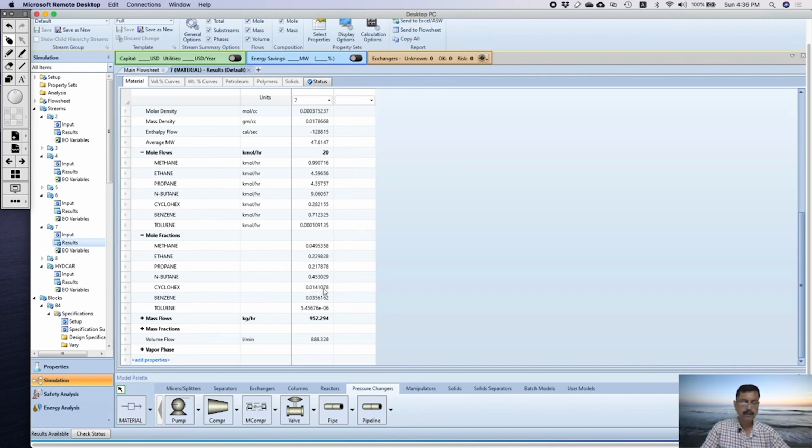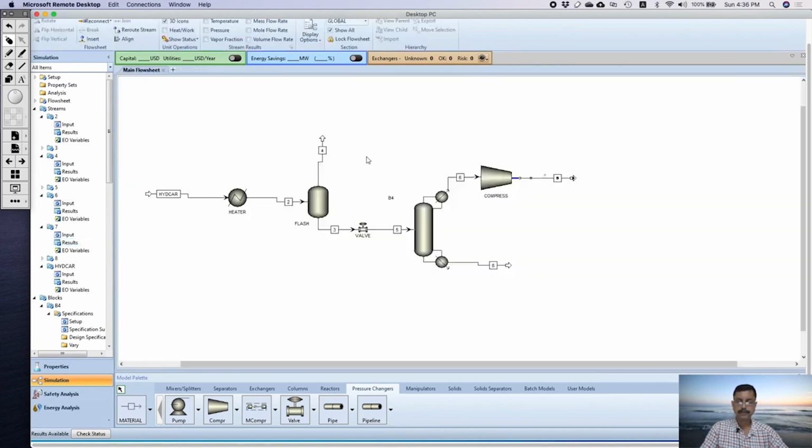And you can see the percentage of cyclohexane, benzene and toluene. Toluene is trace amount. Not much toluene is there. But cyclohexane and benzene, some percentage is there, very, very small. So that is the specification of LPG. So we rename this as LPG.